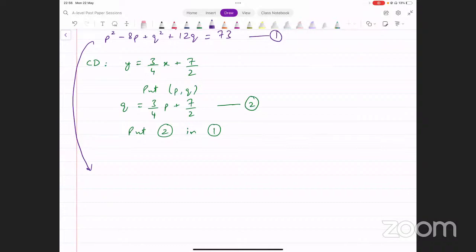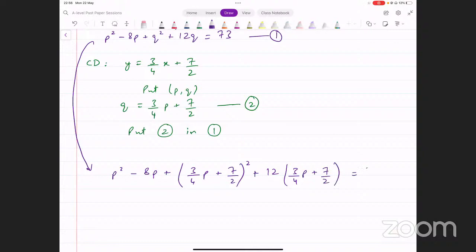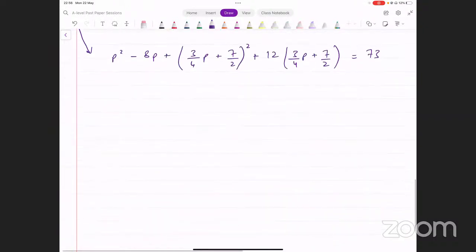Let's do that. We get p squared minus 8p plus 3 over 4p plus 7 over 2 whole squared plus 12 into q. Q is again 3 over 4 times p plus 7 over 2. That equals 73. This is the equation that we're getting. Now this is only in terms of p. There is only one variable in it, so we can solve it. Let's solve this now. Let's simplify everything.